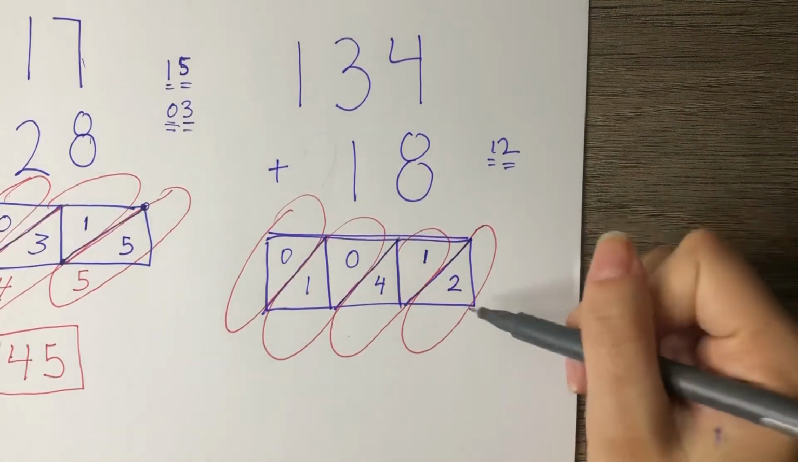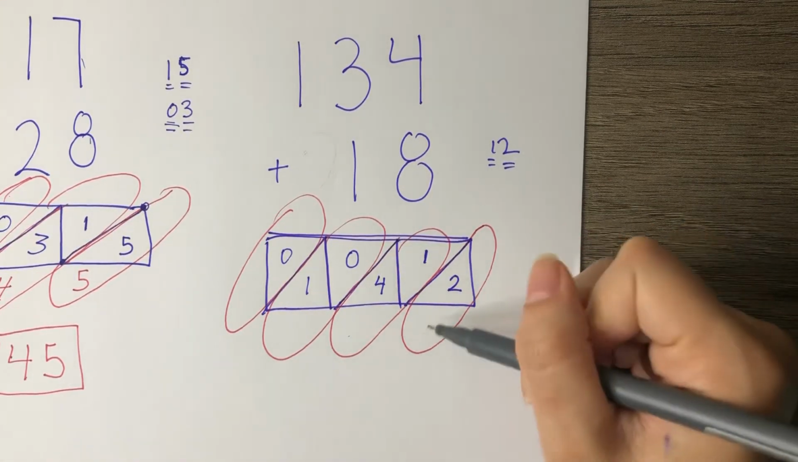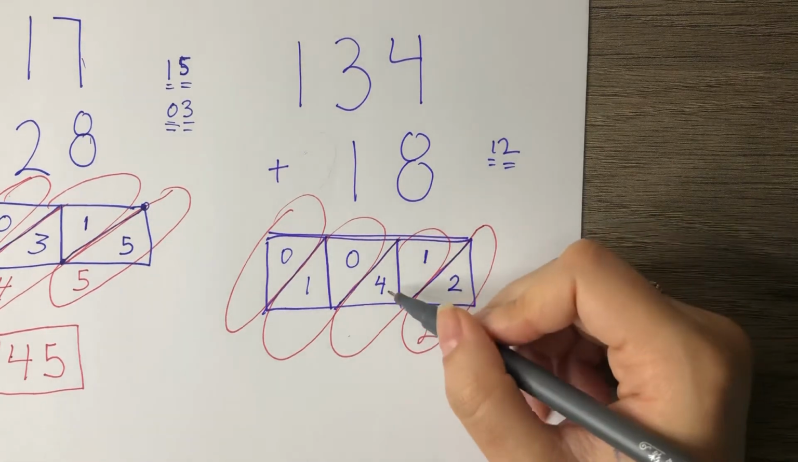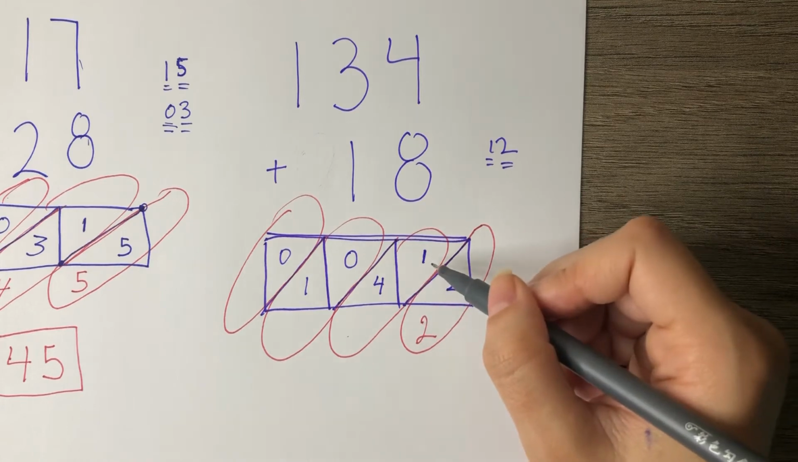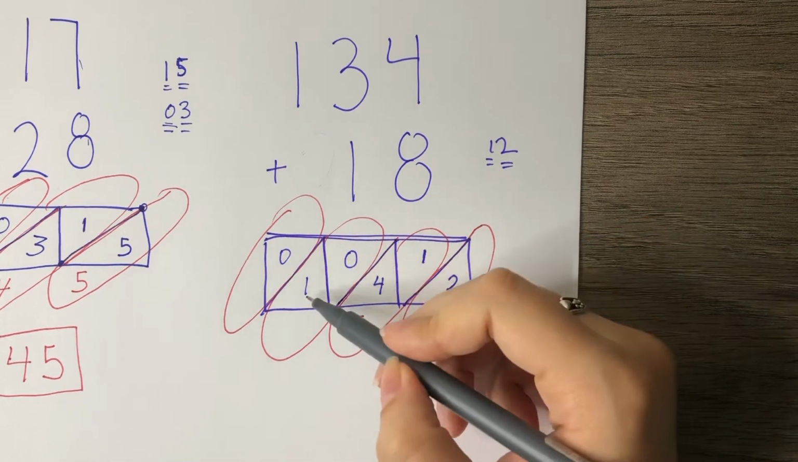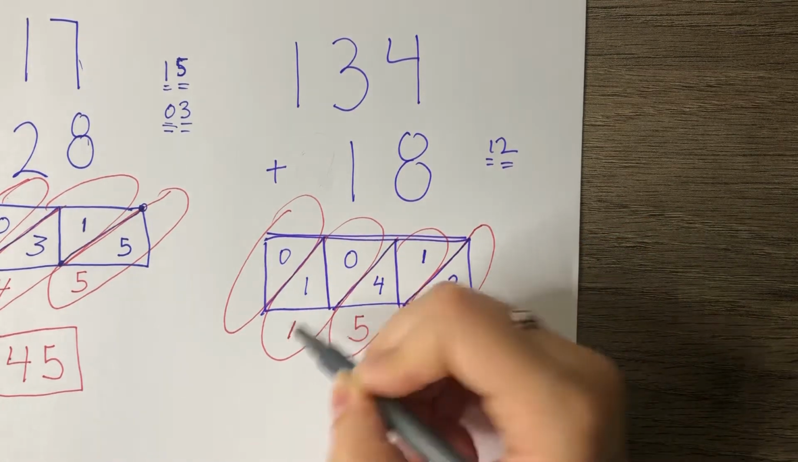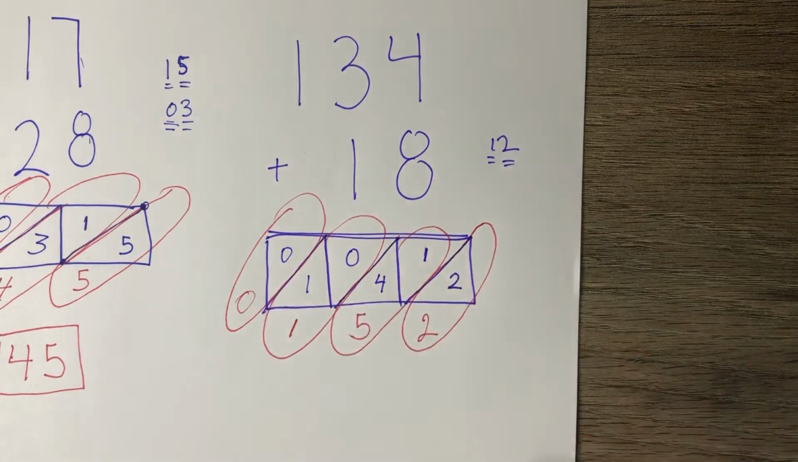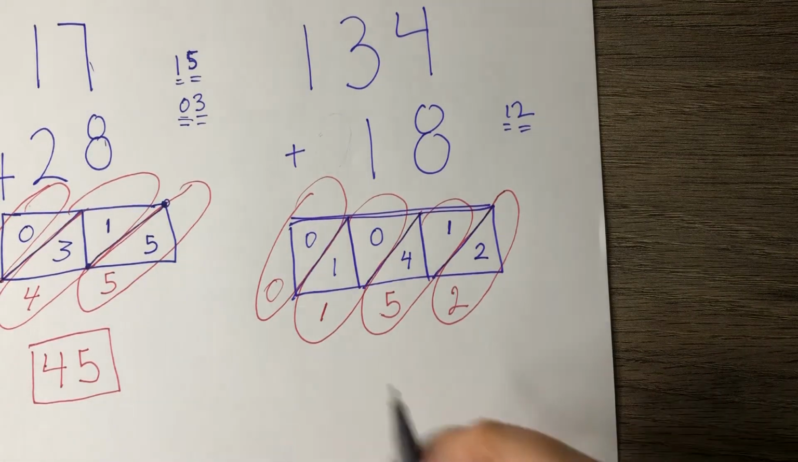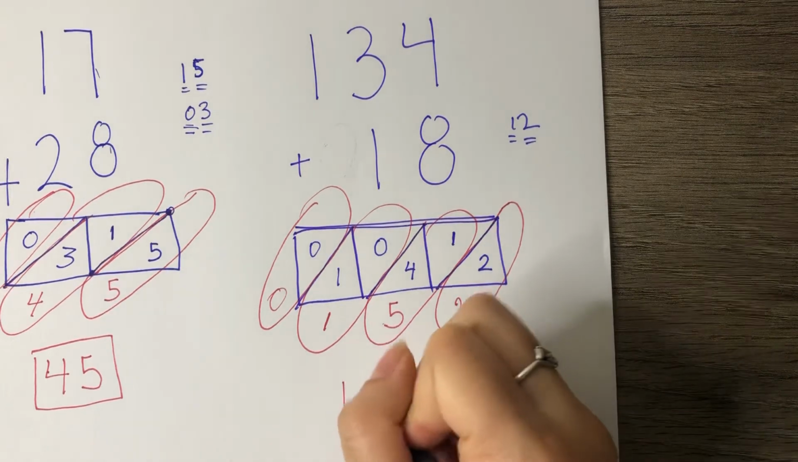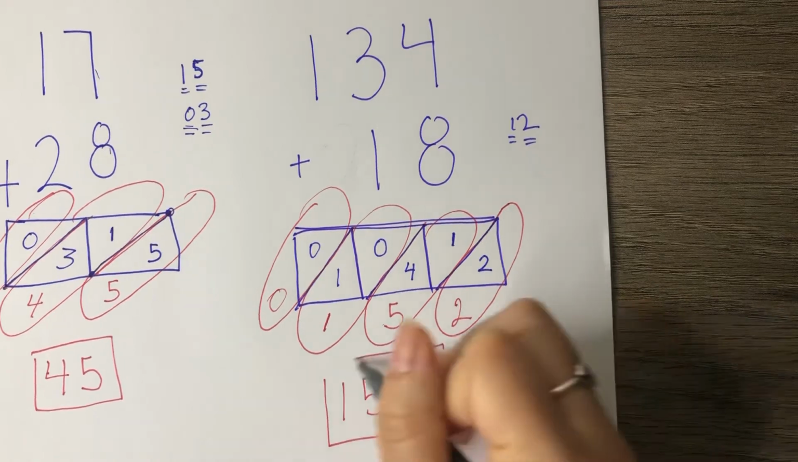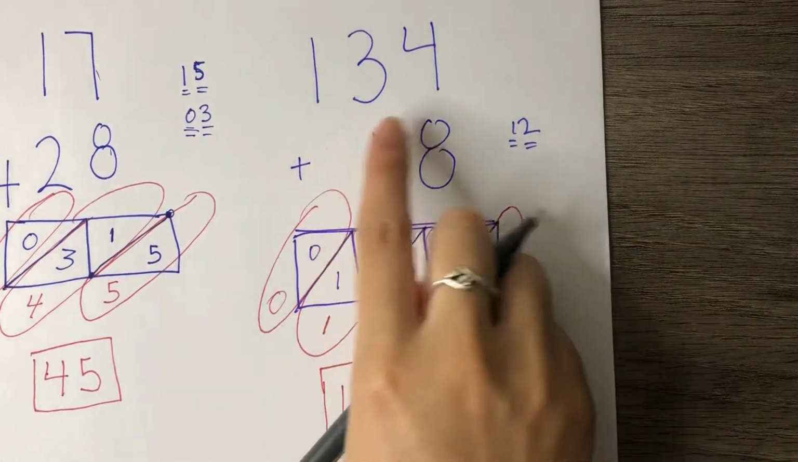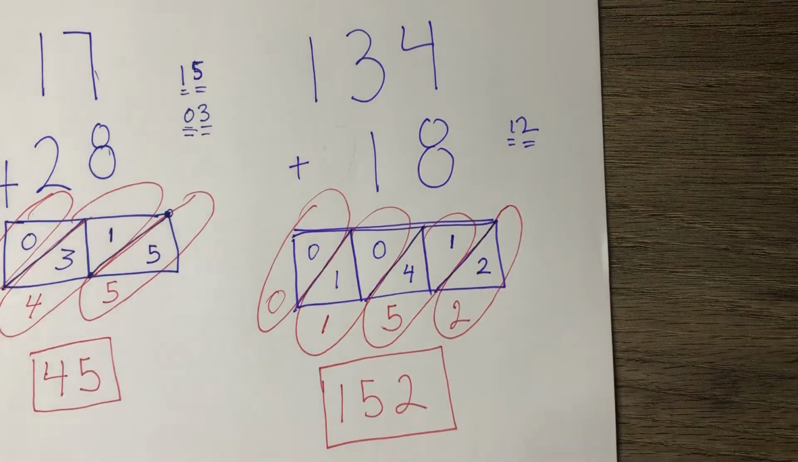Now, we just have 2 in this group, so the 2 is going to come down, and then here we have 4 and 1. So what do we do? We add those numbers. 4 plus 1 is 5. 1 plus 0, that's 1, and then here we just have 0. So what is our answer? Our answer for this problem is 152. 134 plus 18 is equal to 152.